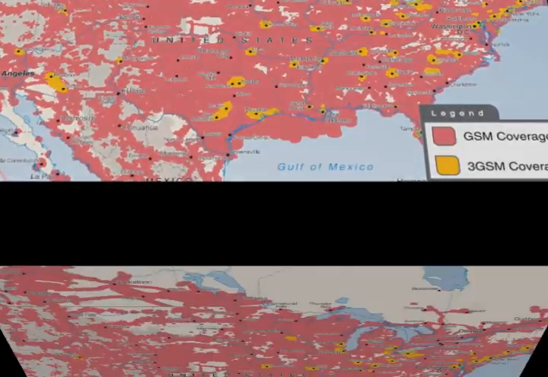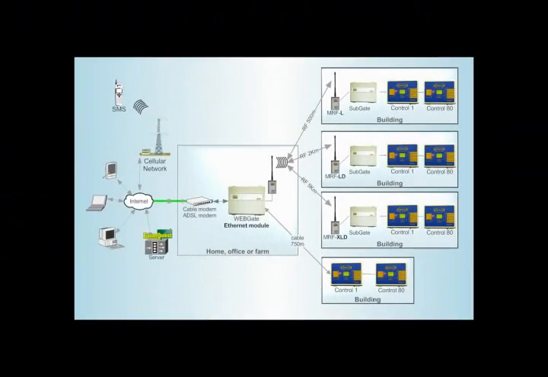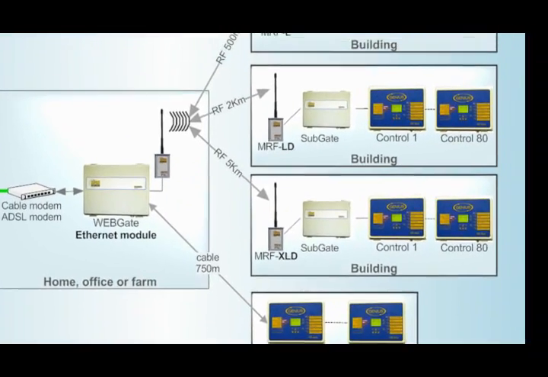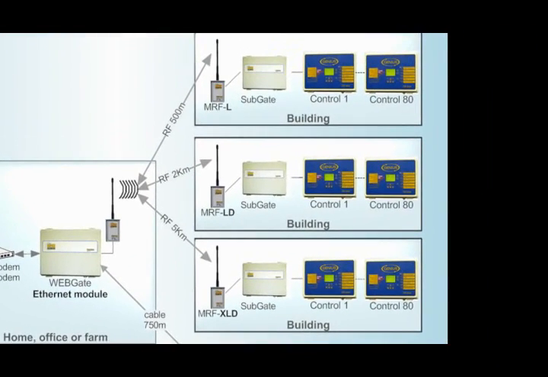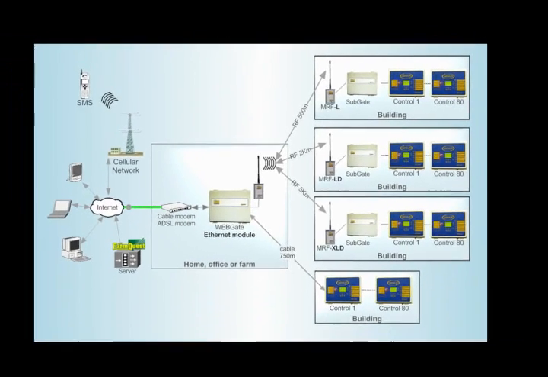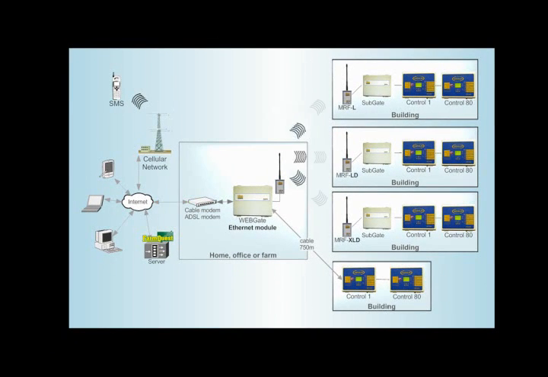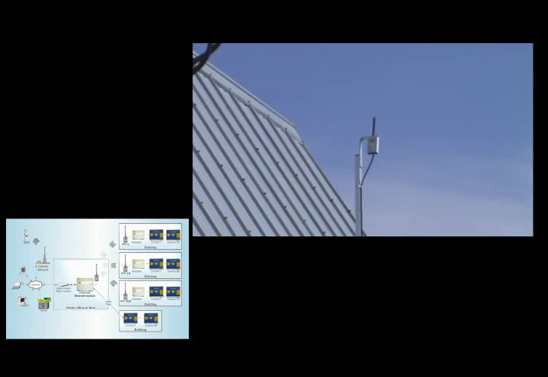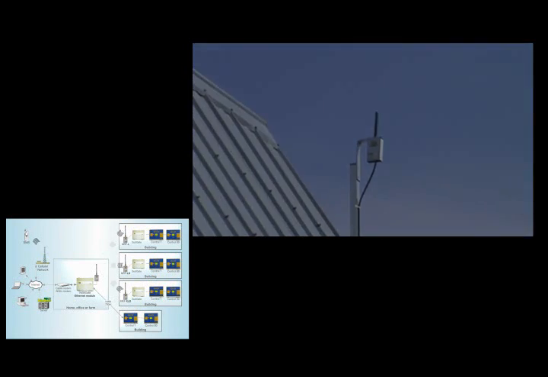Once connected to the Internet, WebGate establishes the link between the FarmQuest server and your farm equipment using the subgate technology. WebGate can be connected directly to your controls via cables or, when more than 0.3 mile away, via subgate substations. MRF modules establish the wireless link. Different types of MRF modules are available depending on the intensity required for the signal.